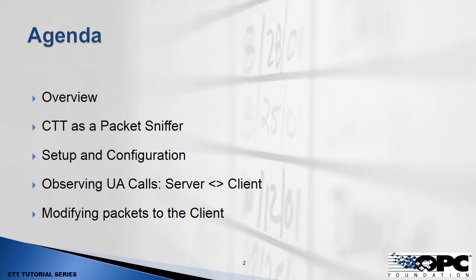So in this video, we'll take a look at basically what advanced debugging means, using the CTT as a packet sniffer instead of something like Wireshark, setting up and configuring the CTT, observing the calls between a client and a server, and then perhaps modifying packets that are being sent back to a client.